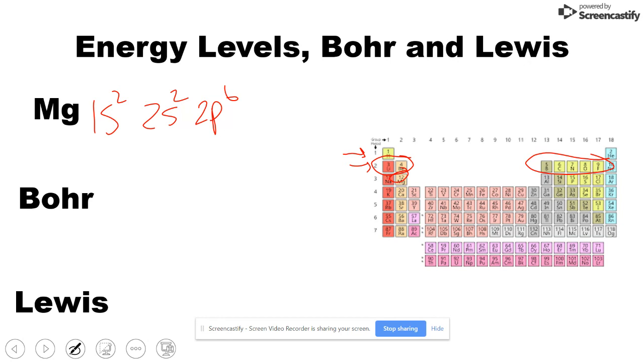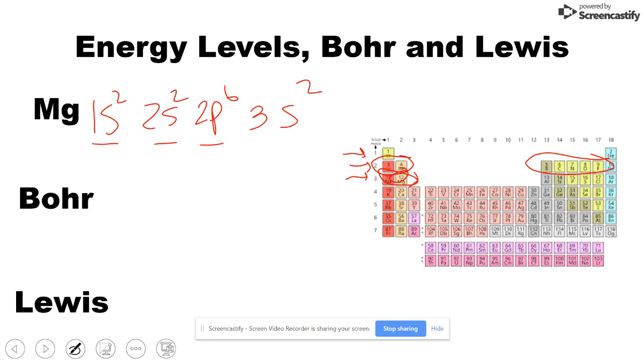And then I go to the third principal energy level, 3. Again, I'm in the s box, so s orbitals, and there's 2 electrons. So the electron configuration for magnesium is 1s2, 2s2, 2p6, 3s2. And again, we'll go through this in more detail at a later date.